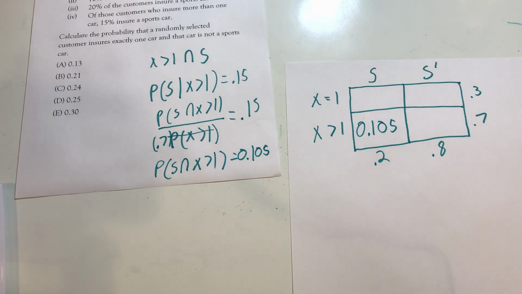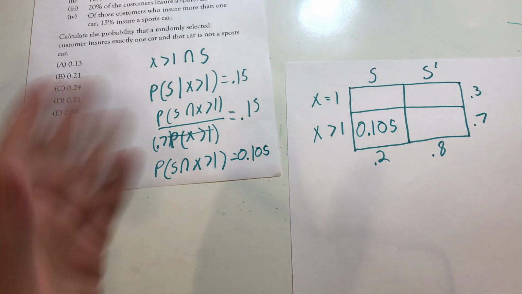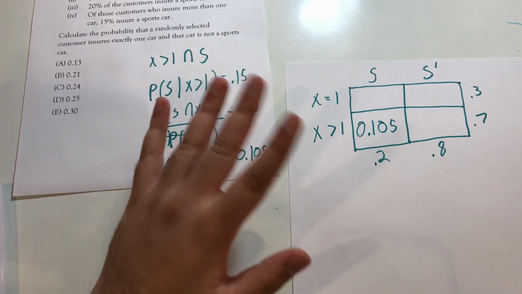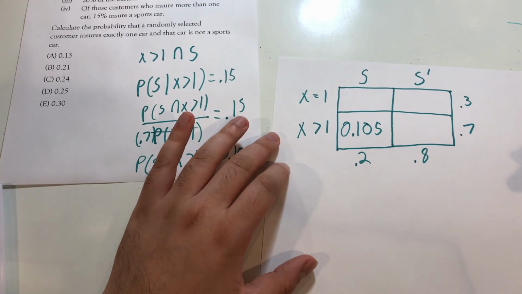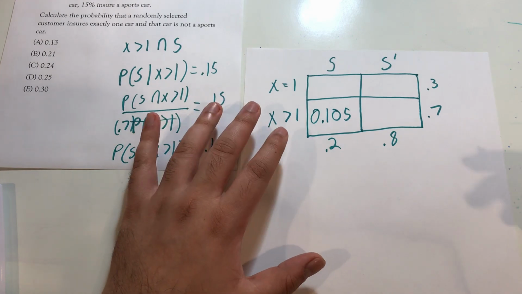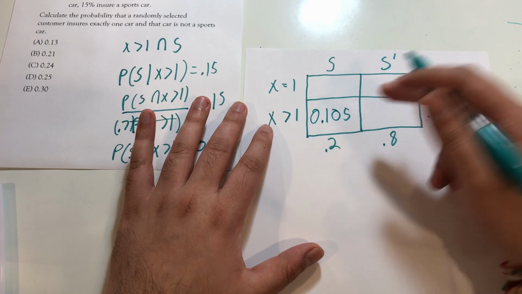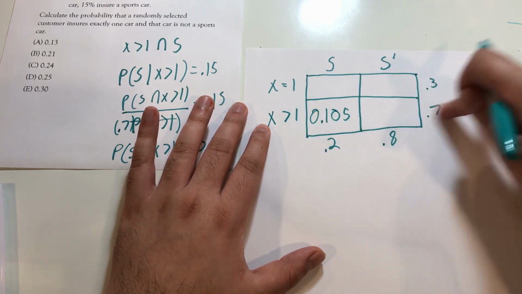Now we can start figuring out the rest of the box. And you know what? I'm gonna do that, right? We don't necessarily need it for what they're exactly asking us. However, just for the purposes of explaining how to use a chart like this, we can figure that out. So I know this all should add up to 0.7.